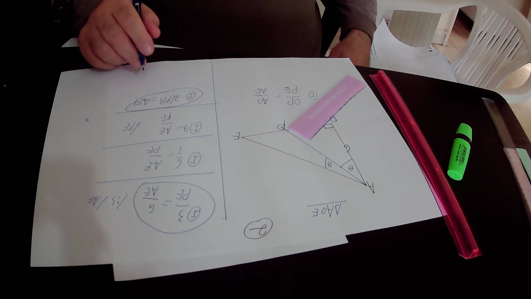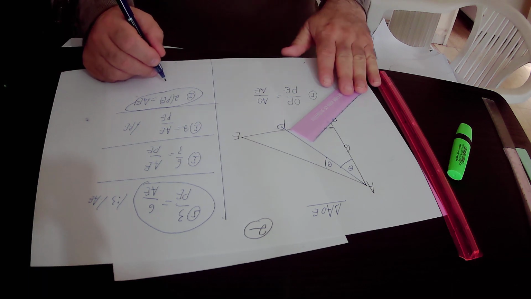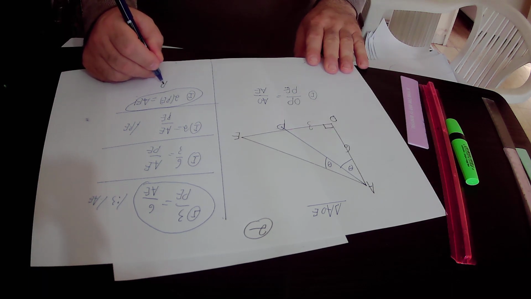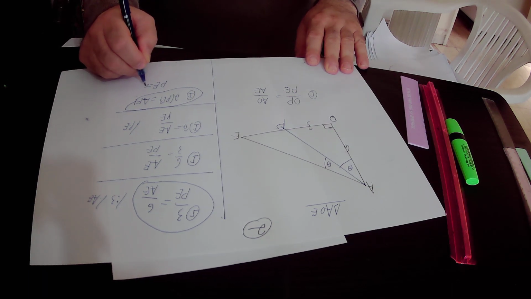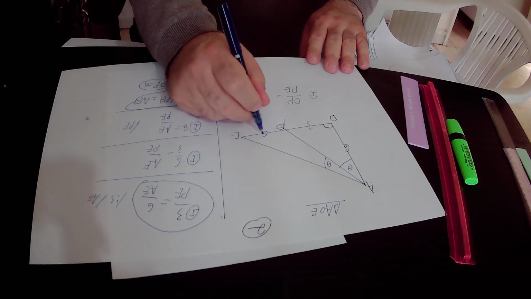So here, according to equation number 1, AE is twice as long as PE. So we will define PE as A. Here, PE equals A according to our definition. So we can write here that PE equals A.